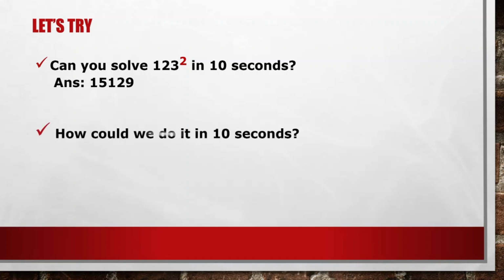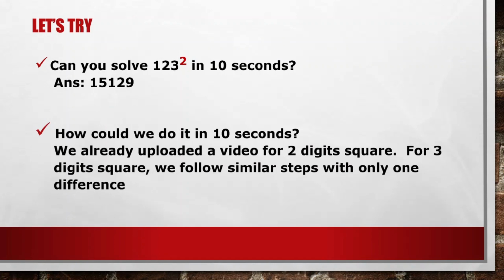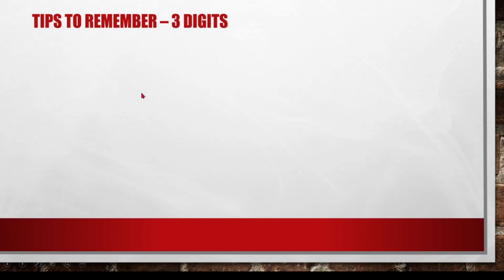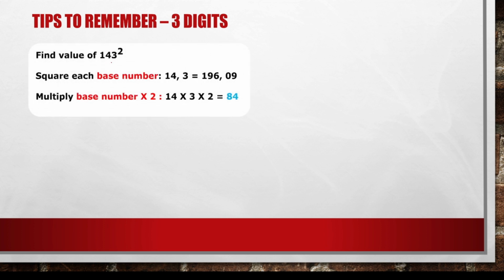Was it possible to do it in just 10 seconds? How could we do it? We have already uploaded a video for two-digit square. For three-digit square, we follow similar steps with just one difference. Tips to remember for finding the square of a three-digit number. Find the value of 143 square. First, we have to identify the base number.